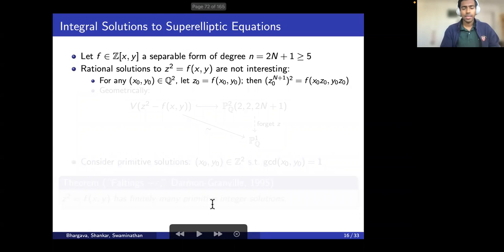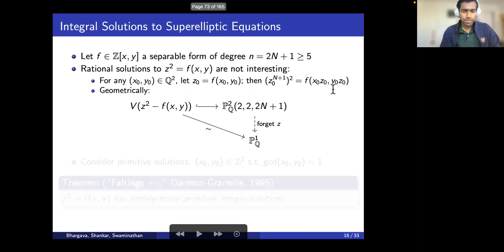Okay. Great. So I was talking about these superelliptic equations and their rational solutions. If you have two rational numbers, x naught, y naught, you can set z naught to be f of x naught, y naught. And then you can produce a rational solution to the superelliptic equation just by scaling x naught and y naught by z naught. So rational solutions to these equations are kind of trivial.